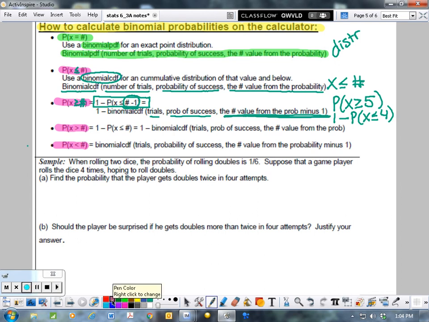Now if we want the probability that x is greater than a number, then I do 1 minus the probability x is less than or equal to the same number. Because this number is not included here, I can include it over here.